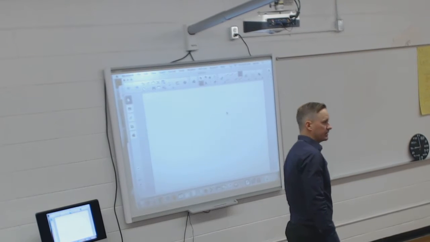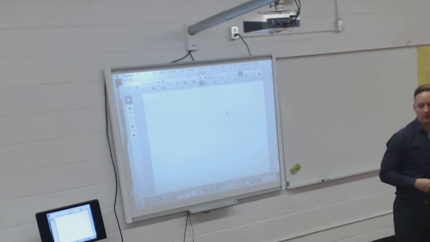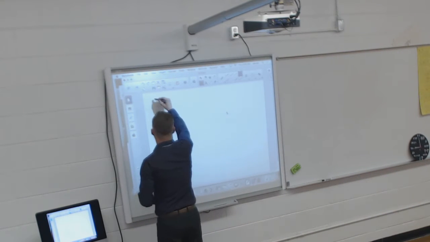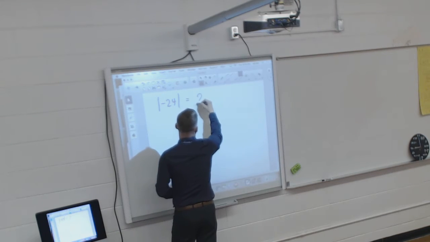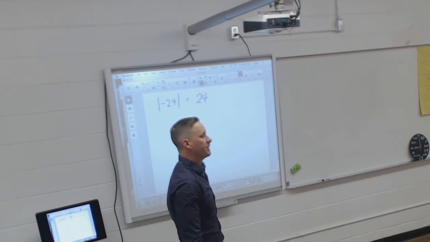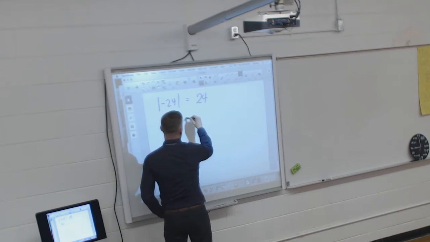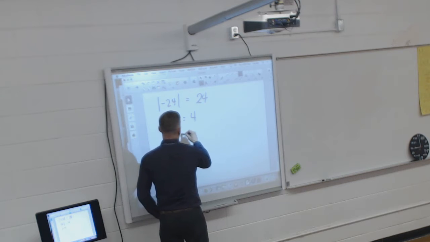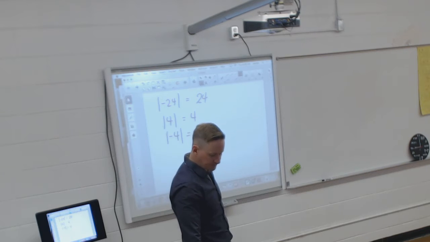Thank you. Essentially, she's got it exactly right. The absolute value just means how far from 0 are you? And it's always a positive value. So it's your distance from 0. So if I have the absolute value of minus 24, that's 24 units from 0. So the absolute value is always the positive value. The absolute value of 4 is 4, and the absolute value of minus 4 is 4. That's what absolute value is.